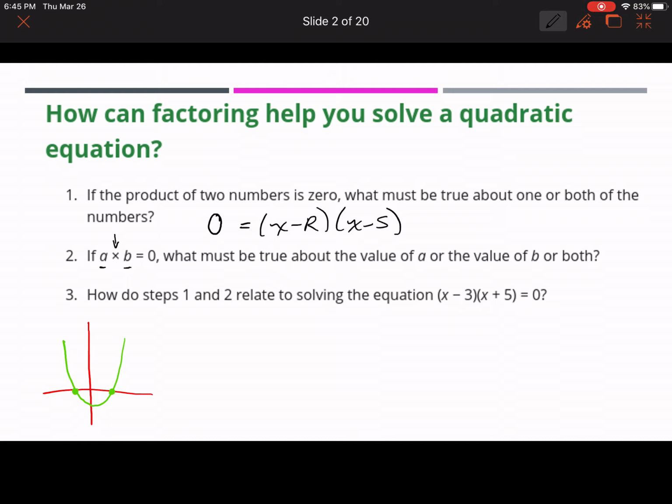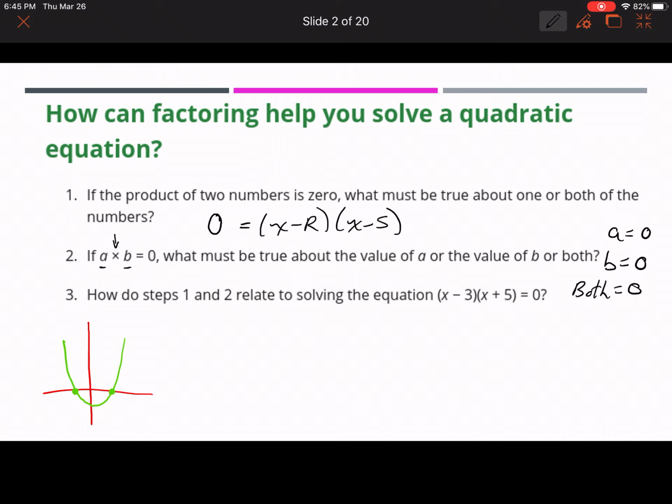The only way to do that, and pause here and think about it for a few seconds, is either A equals 0, B equals 0, or both equal 0. The only way to multiply two things together and get a 0 is if one or both of them are 0. So hopefully we realize that that's true.